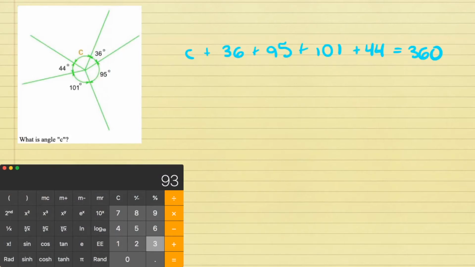All right, so let's go to 360 here. We're going to subtract these angles. We're going to subtract 36. Let's subtract the 95. Let's subtract the 101. And let's subtract the 44. And we're left with an 84 degree angle. So C should be 84. Now again, why I'm coming up with this: if I subtract these over one at a time, that's the inverse operation, and I subtract first, I'll be left with C and I don't have to do anything else.